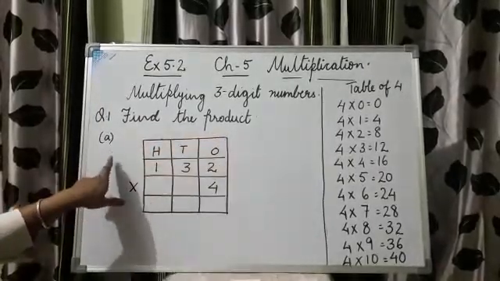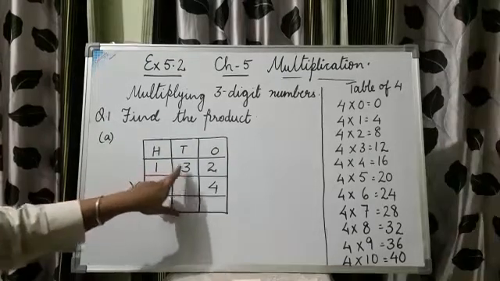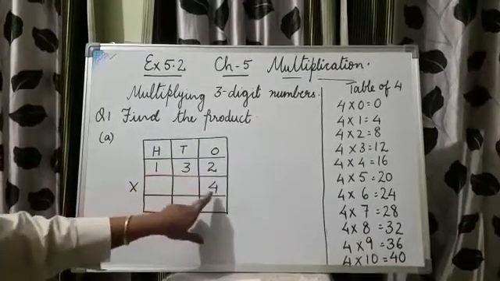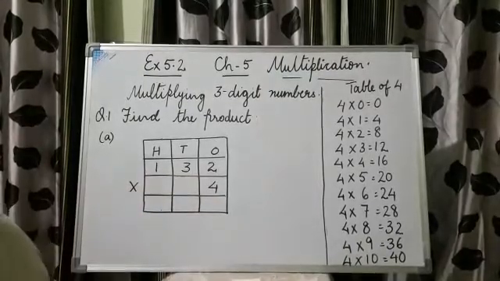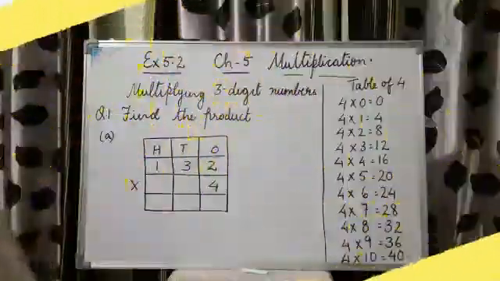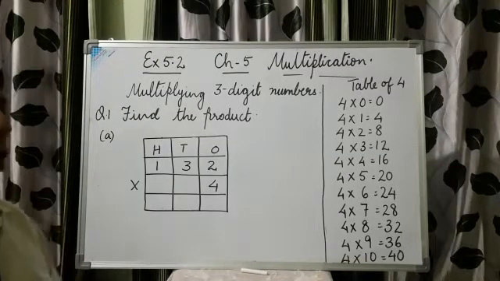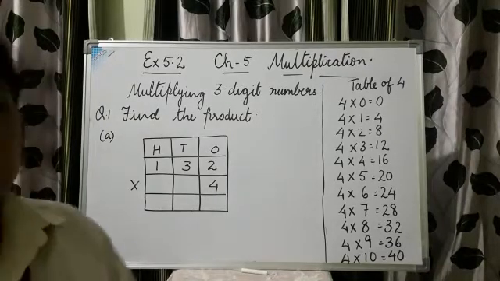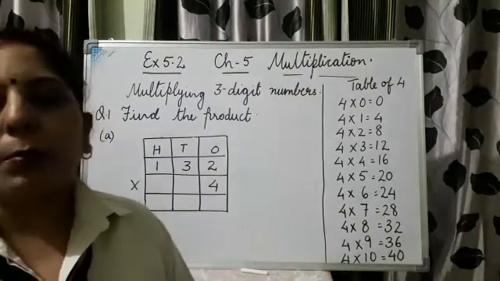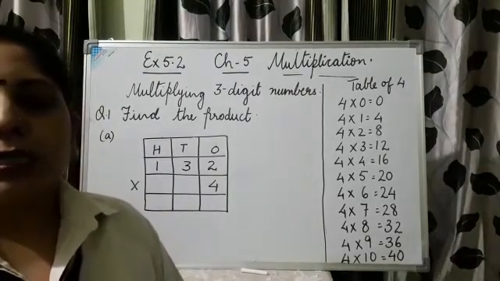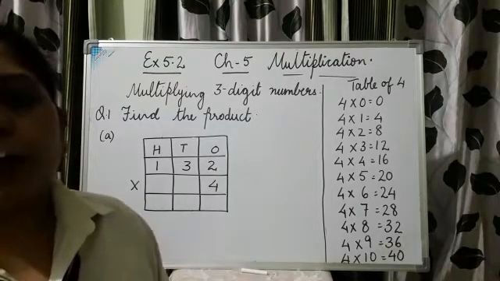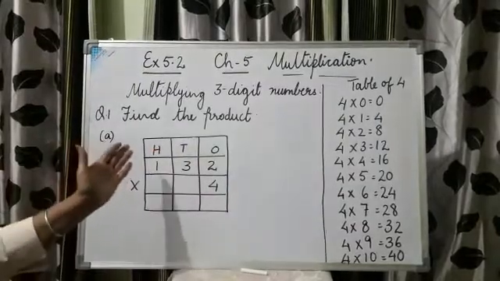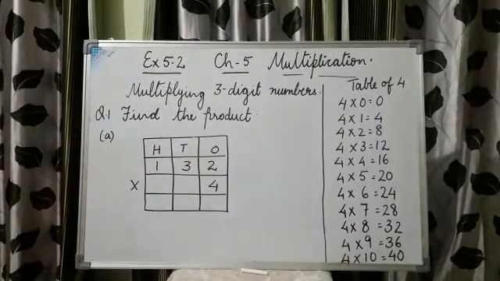In this question, our A part says 132 has to be multiplied with 4. Students, to do this multiplication, we need to know the table of 4. That means you need to have the knowledge of tables. Without knowing the tables by heart, it is not at all possible to do multiplication sums. It means you have to learn the tables by heart so that you are able to solve these multiplication sums properly.